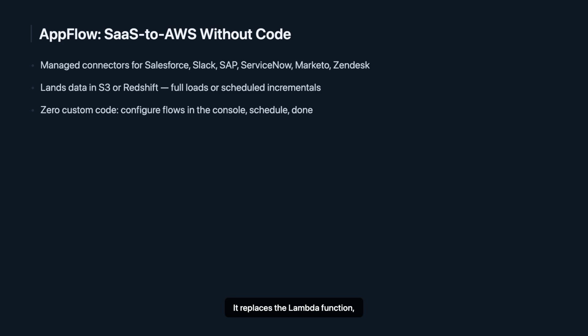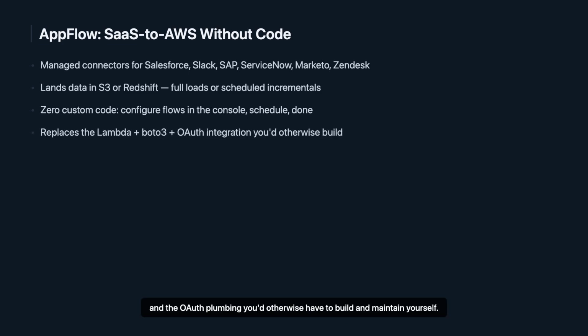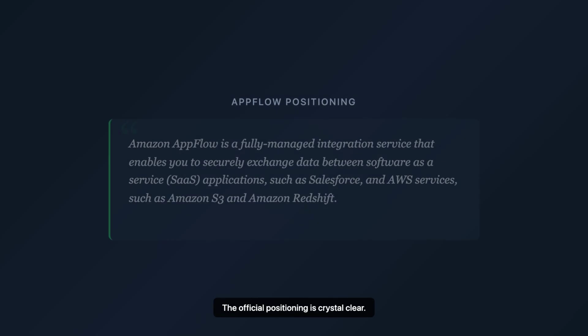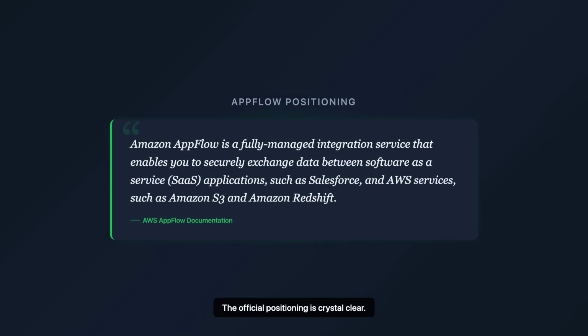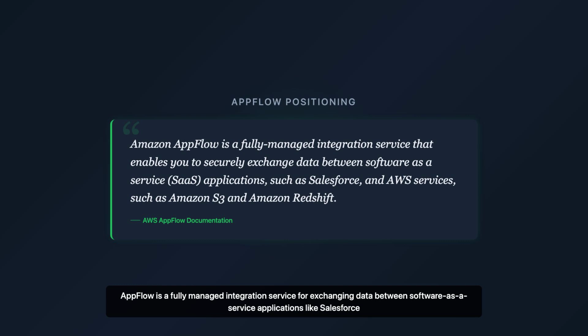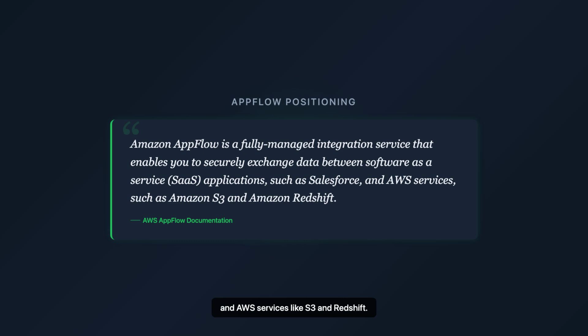It replaces the Lambda function, the Amazon Web Services Python SDK, and the OAuth plumbing you'd otherwise have to build and maintain yourself. The official positioning is crystal clear. AppFlow is a fully managed integration service for exchanging data between software-as-a-service applications like Salesforce and Amazon Web Services services like S3 and Redshift. Notice the two anchors in that sentence: a named SaaS source on one side and an Amazon Web Services target on the other. That's the shape every AppFlow scenario takes.